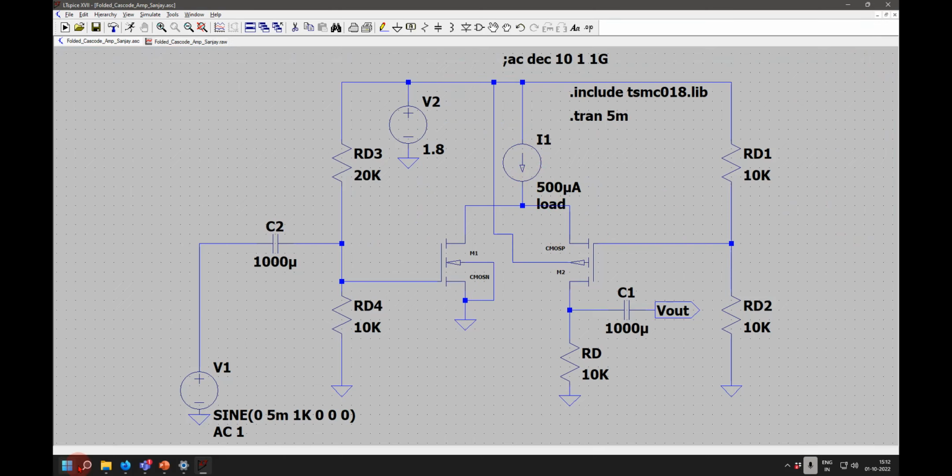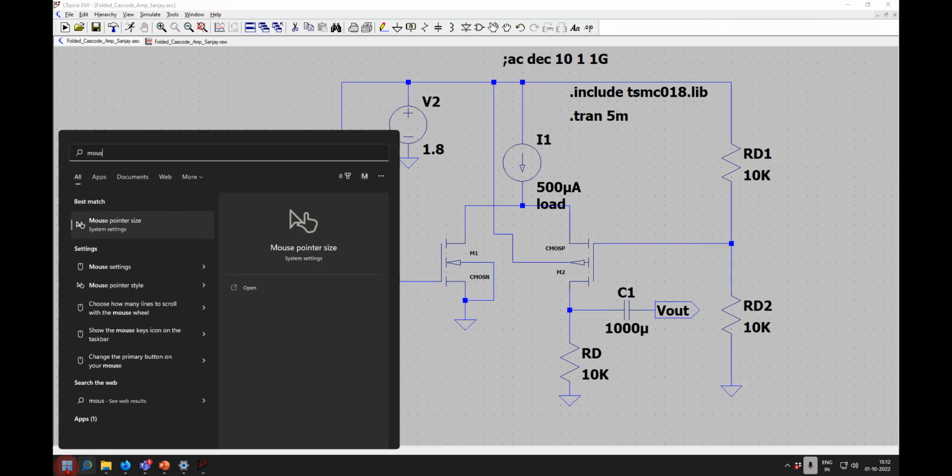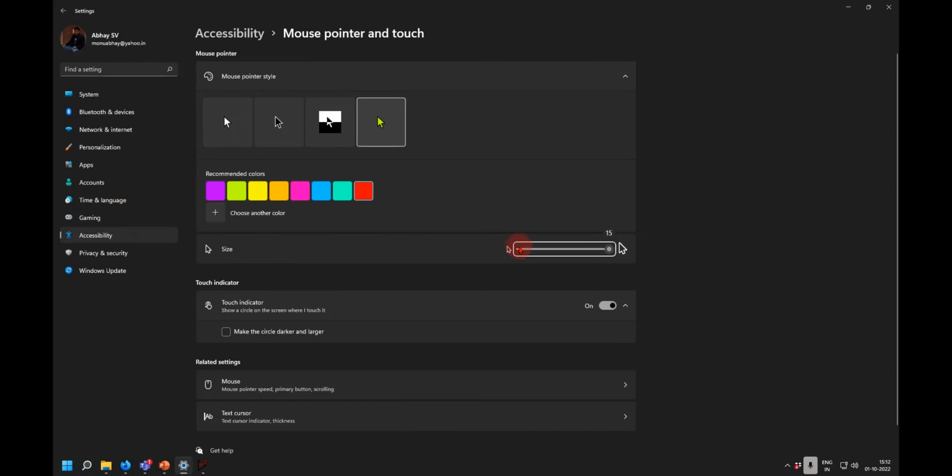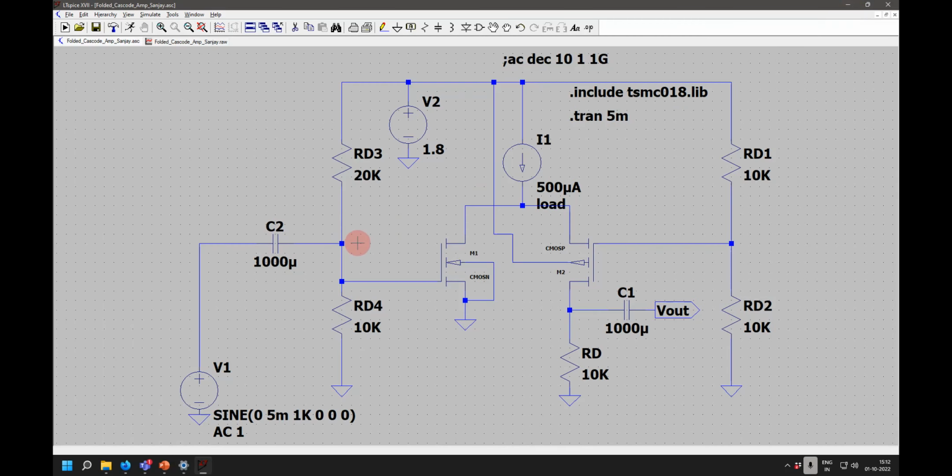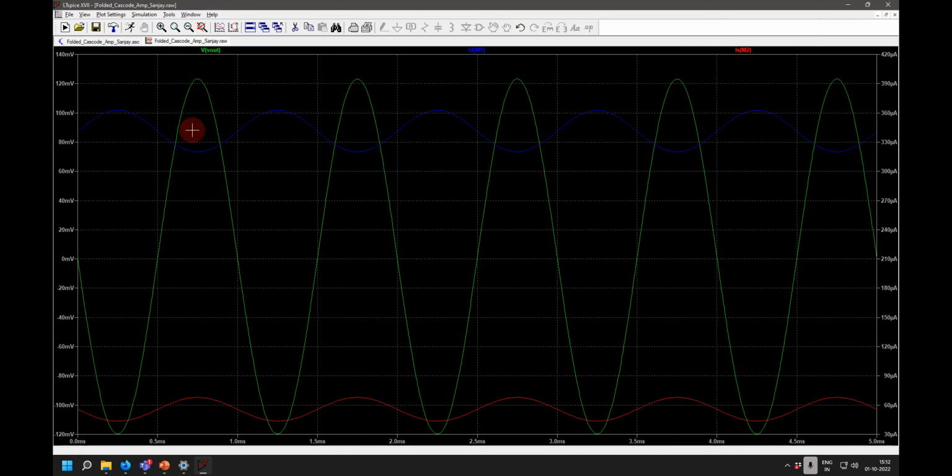So let me revert back my mouse size. Right. So this 500 microampere. Unless you ensure that these two transistors are in saturation and sufficient current is flowing in these two in the folded cascode, you will not get good results. So if I plot these currents, if you see here, these currents are what? 330 micro and 60 micro. 330 micro is in M1 and 60 micro is in M2.